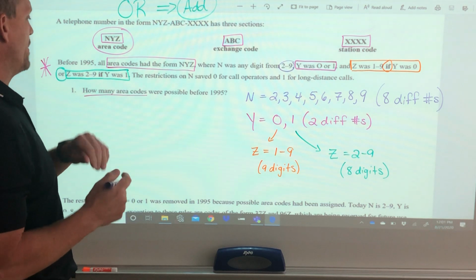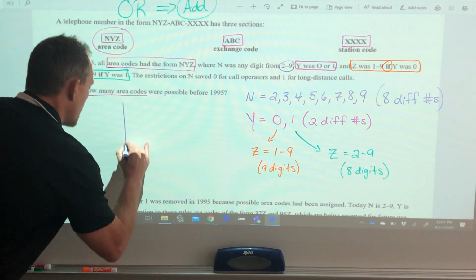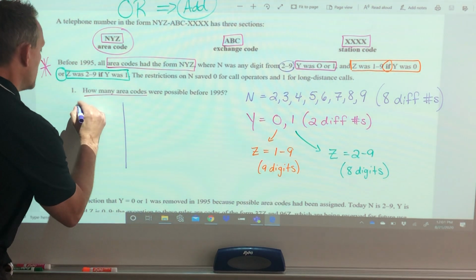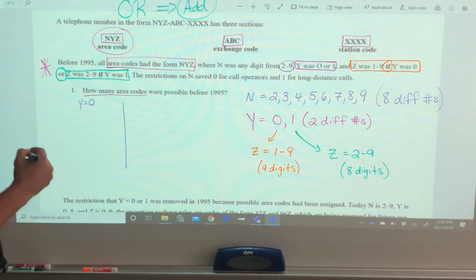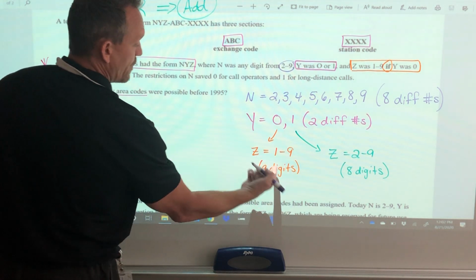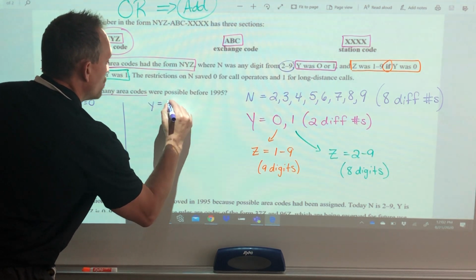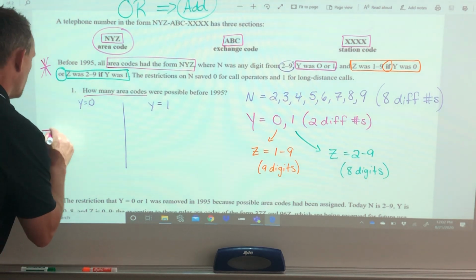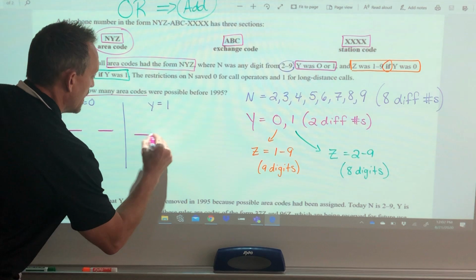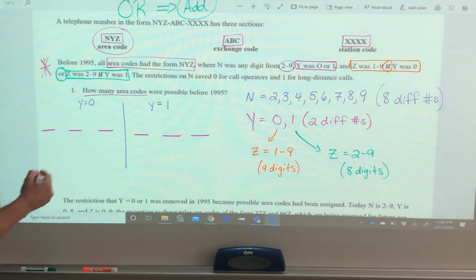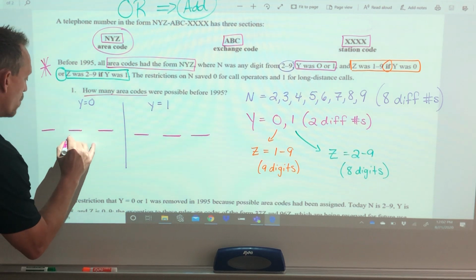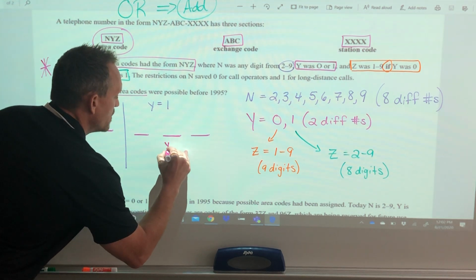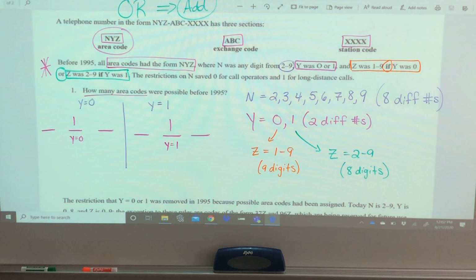Okay, so we need to determine how many area codes. Well, we have 2 separate examples. The first example is if my Y equals 0. If my Y equals 0, then I have this. If my Y equals 1, then I'm going to have something totally different. So if my Y is 0, we're going to label these out appropriately like this. If my Y is 0 here, then this is Y equal to 0, and this is just one number. If my Y on this side is equal to 1, it's still one number.